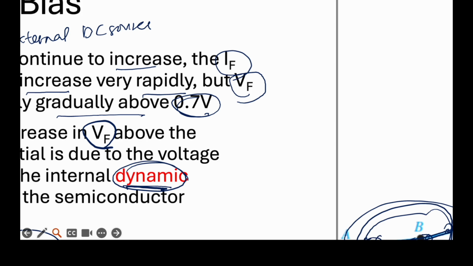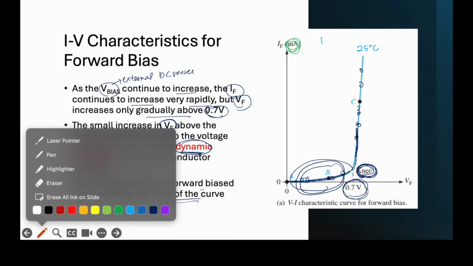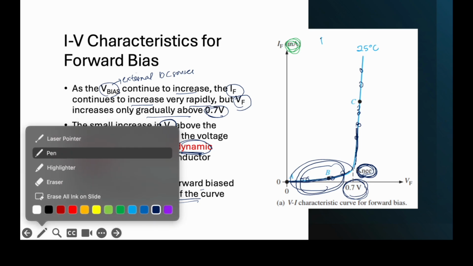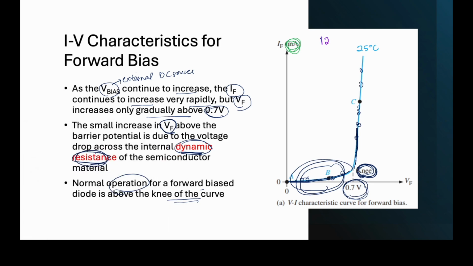Let's use a different color. Now it is 125. When you increase to 125, the graph here will start to change. Of course, it will change. So it will change in terms of what? It will change to the left.